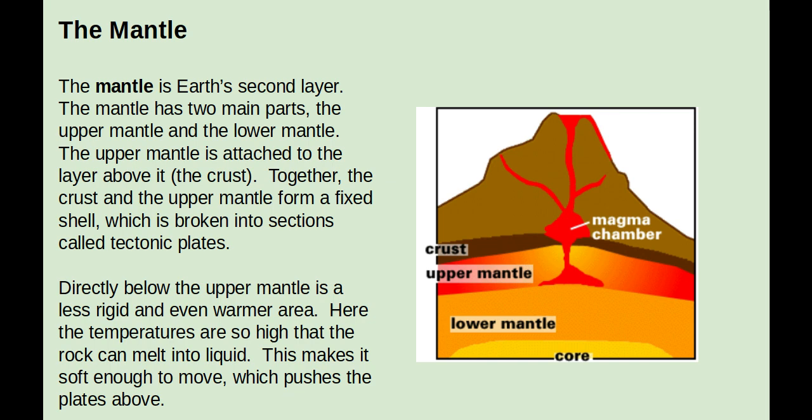The mantle. The mantle is Earth's second layer. The mantle has 2 main parts, the upper mantle and the lower mantle. The upper mantle is attached to the layer above it, the crust. Together, the crust and the upper mantle form a fixed shell, which is broken into sections called tectonic plates. Directly below the upper mantle is a less rigid and even warmer area. Here, the temperatures are so high that the rock can melt into liquid.